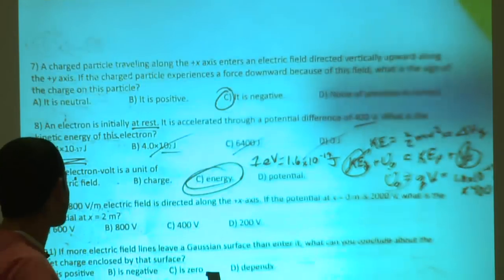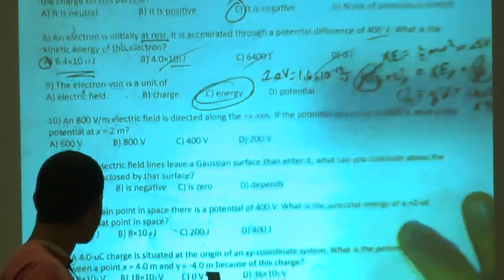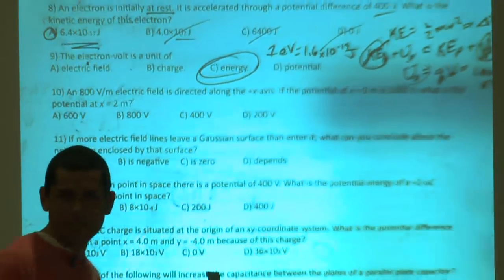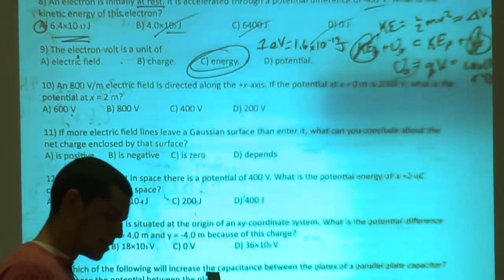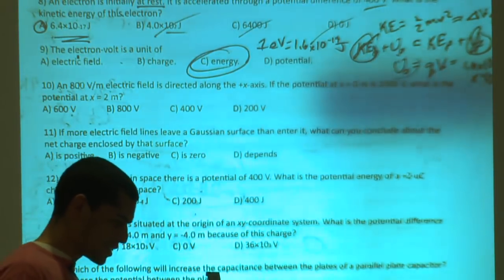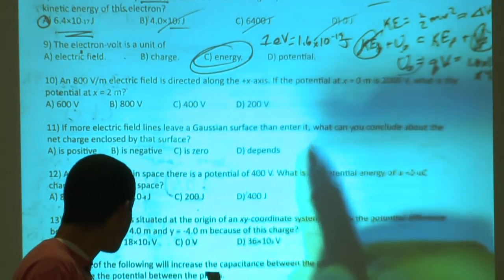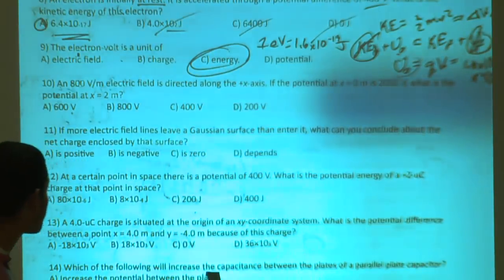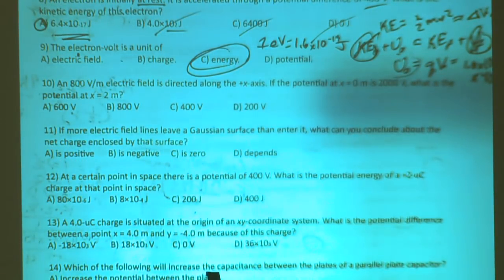Ooh, okay. Let's see, what is it? Just because you have fun doesn't mean you can't do math. An 800 volt per meter electric field is directed along the positive x-axis. If the potential at x equals 0 meters is 2,000 volts, what is the potential at x equals 2 meters? All right, what are we going to do here? How are we going to set this up?